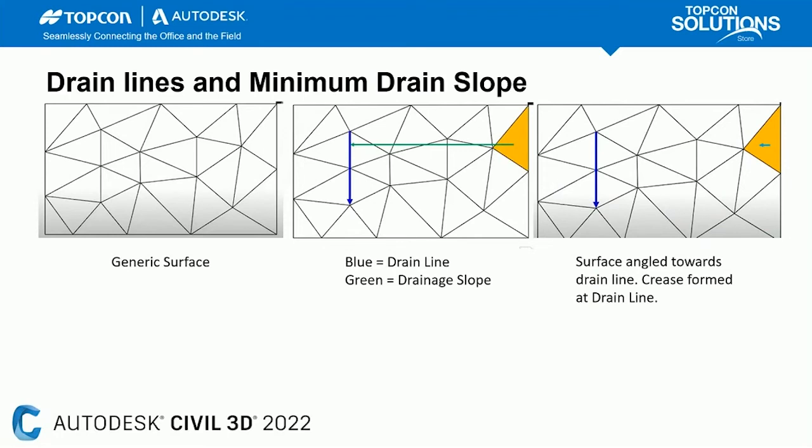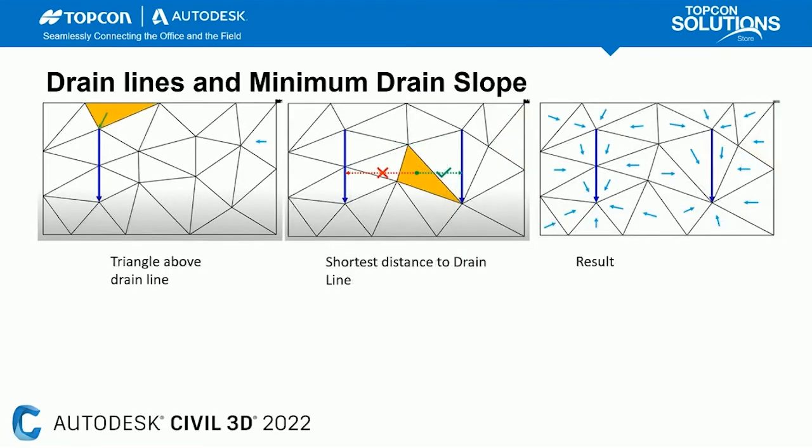Now, in that middle picture, there's a blue line going north-south. That's your drain line. So let's say we're trying to drain in that direction. What that'll do is the surface will slope towards that drain line. So it's going to drain from, for example, that yellowish triangle on the right. It's going to drain from right to left, and that surface is going to be angled towards the drain line.